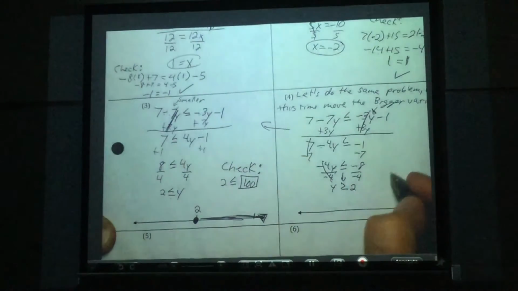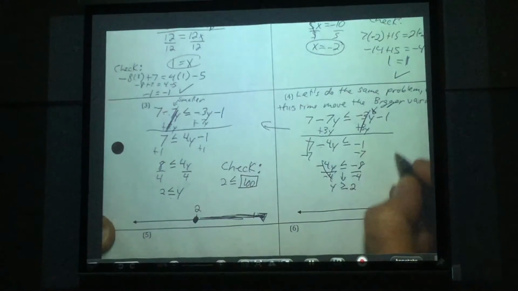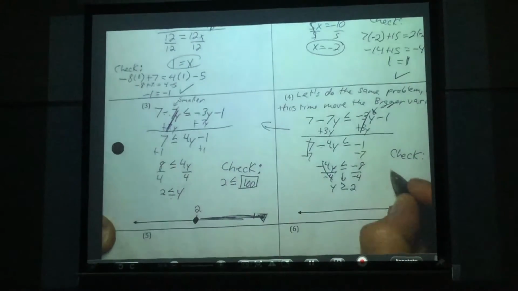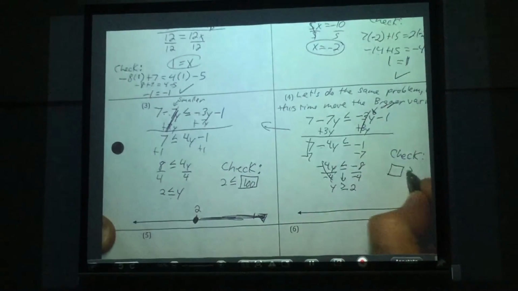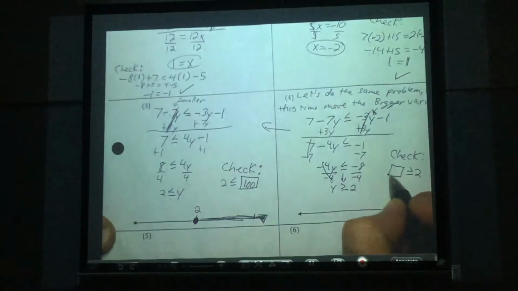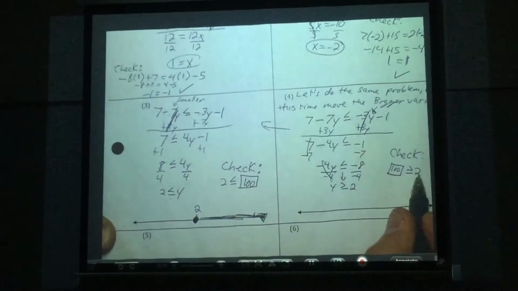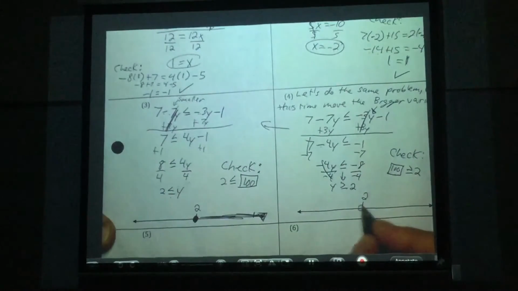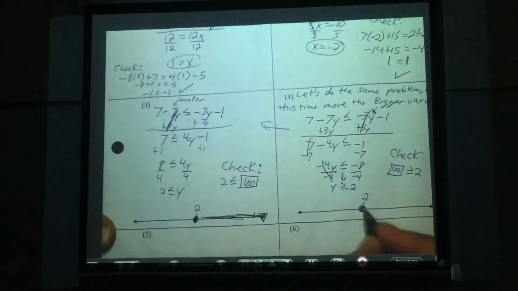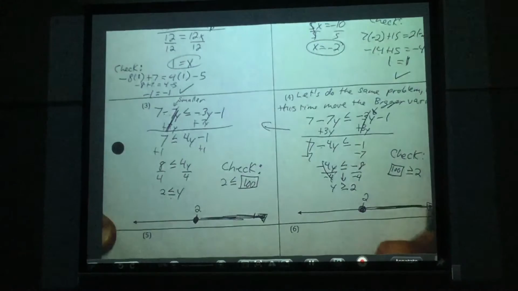So the check should still work. Let's go ahead and check it. So we have something is greater or equal to 2. Now if we put -100, it doesn't work. If we put 100, it does work because 100 is bigger than 2. Here's my 2 with my closed circle. Again, the 100 is on this side, so we're going to shade that side.